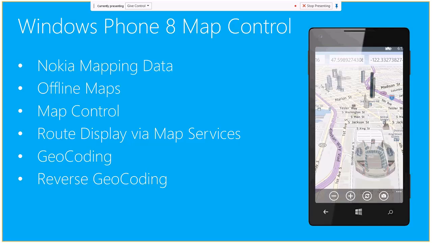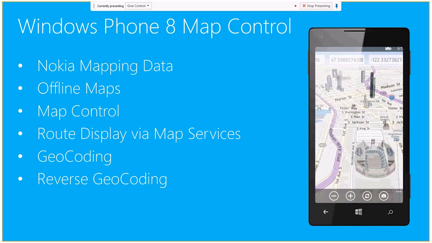For example, the route display, which can be used to find the route between multiple places using map services, right? And then we have geocoding and reverse geocoding. From the latitude and longitude, you'll be able to find out the address, and the reverse way of giving an address and finding out the coordinates. These are some things that can be done.